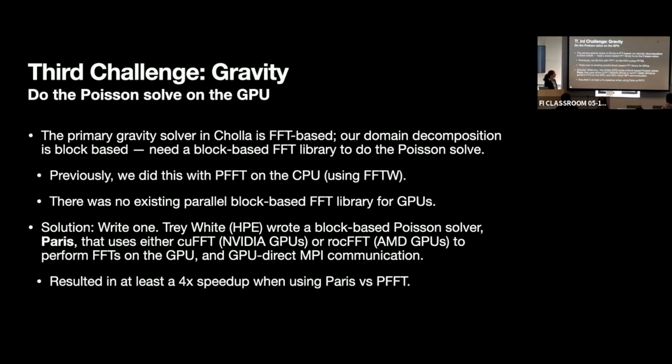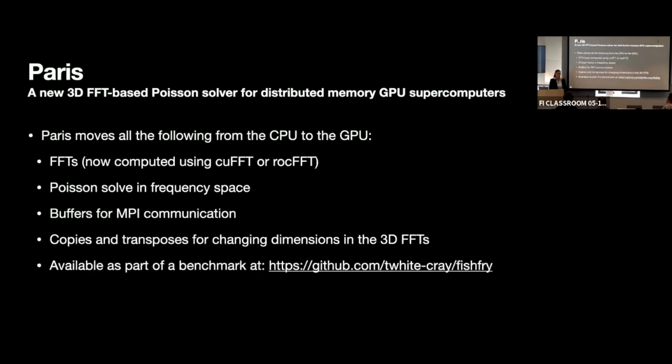But Trey really stepped up and wrote us a new block-based Poisson solver, which he called Paris. It is also hardware agnostic. It can use cuFFT or rocFFT, depending on the GPU, and it does everything on the GPU. It performs its FFTs, it does GPU-direct MPI communication, et cetera. Again, we saw something like a 4 times speedup in the gravity solver, on the same hardware, by making this change.